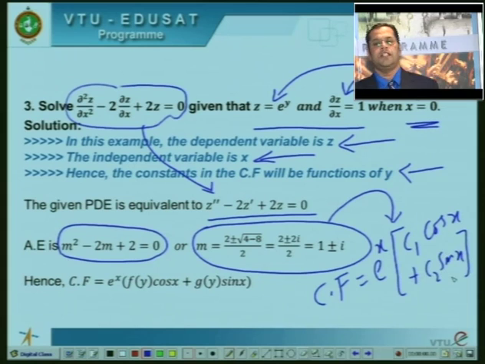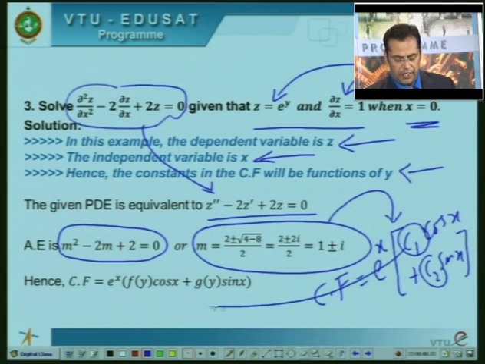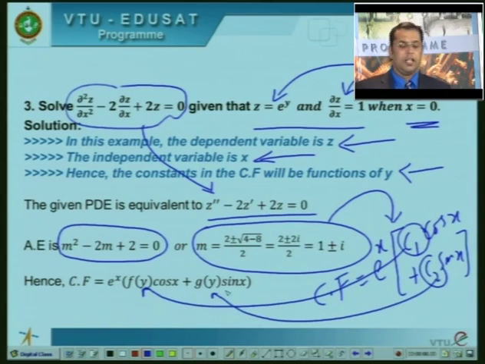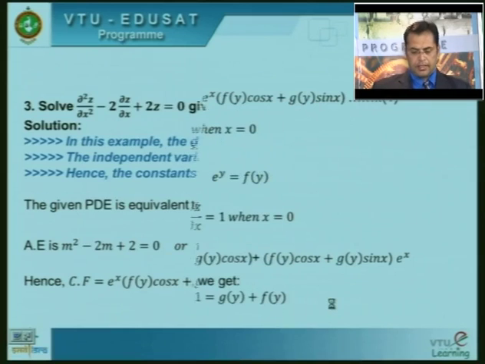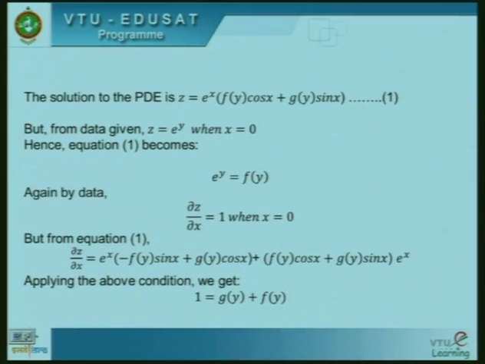But in homogeneous PDEs, remember the following changes. First, the variable in the CF should be the independent variable. Of course, here x is the independent variable. So, you retain the same variable x, but the constants C1 and C2 should be functions of y. Is it clear? So, you write e power x into f of y cos x plus g of y sin x, so that the solution to the PDE is z equal to e power x into f of y cos x plus g of y sin x.